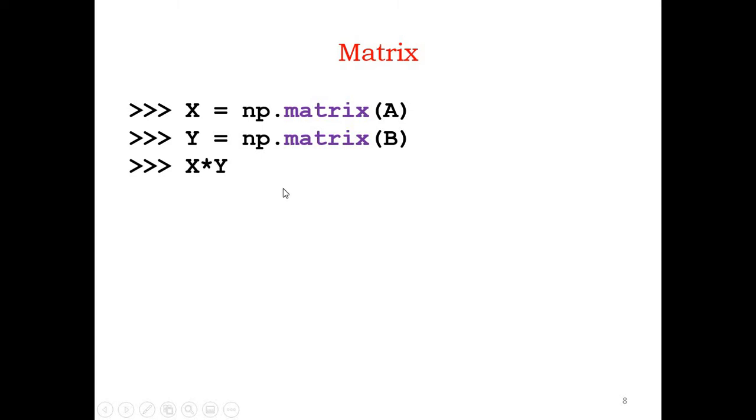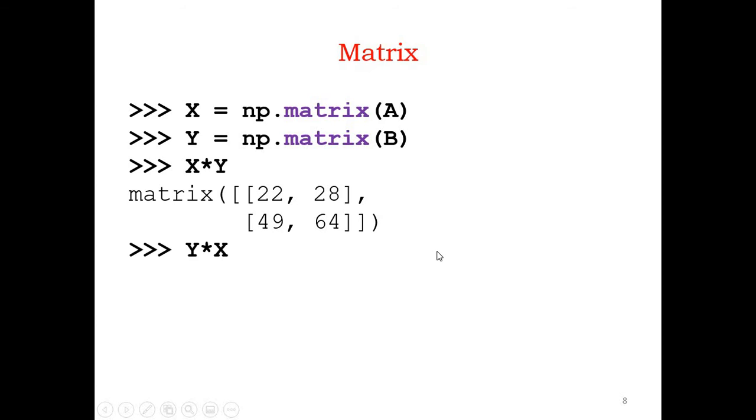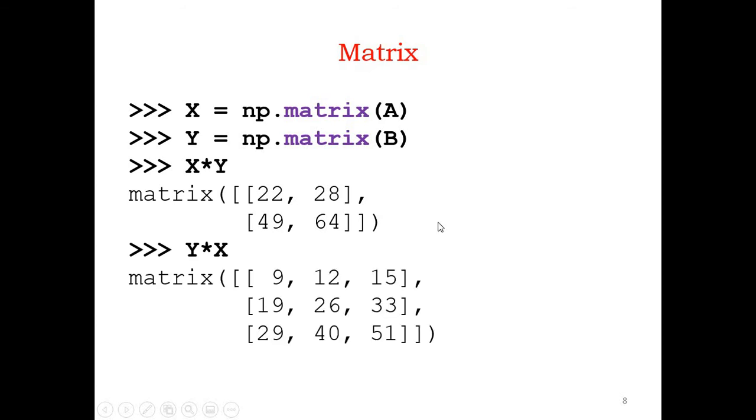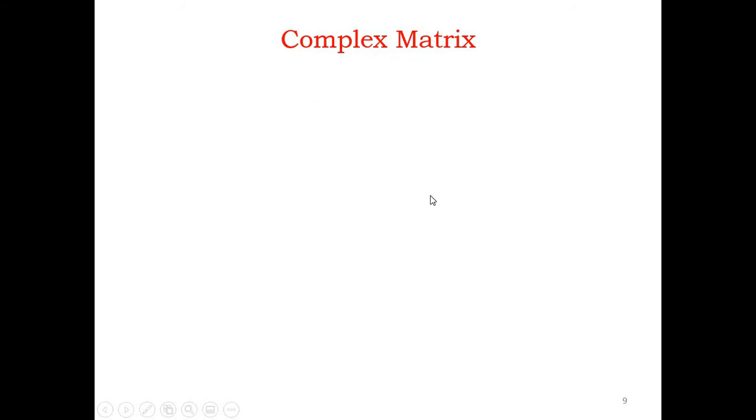Now the matrix product is simple. You don't have to write dot or anything. You just write a scalar-multiplication-style star. You write X star Y, you get the same thing. You write Y star X, you get the product of B and A matrix. So this is simple. If you convert to matrices, you get to do it in an easier way.